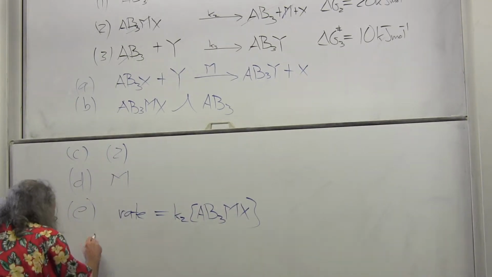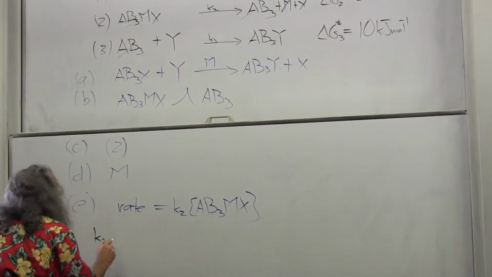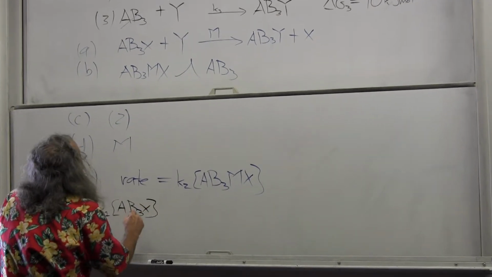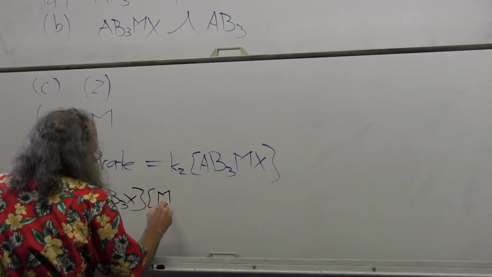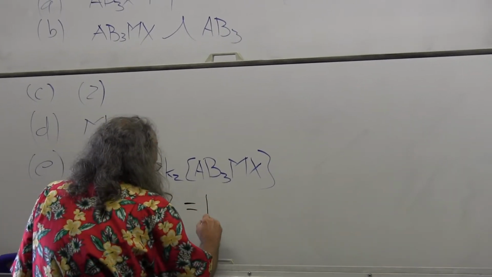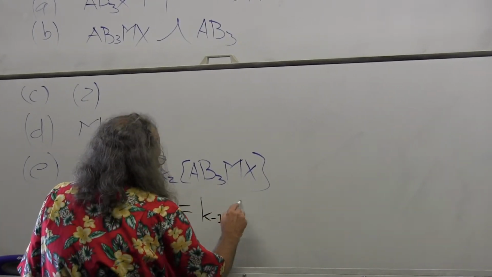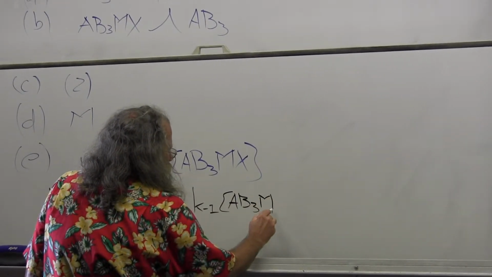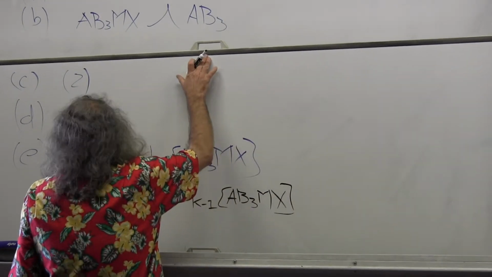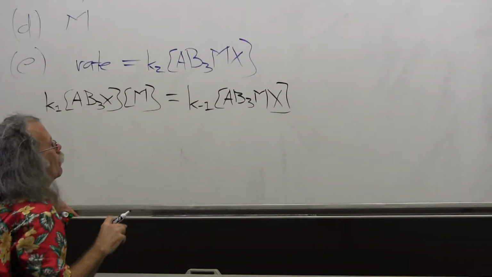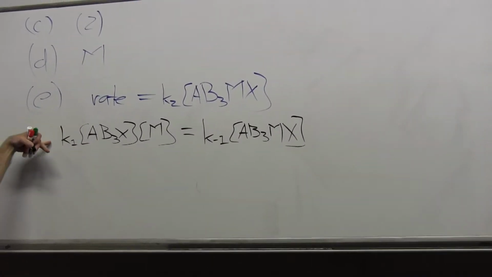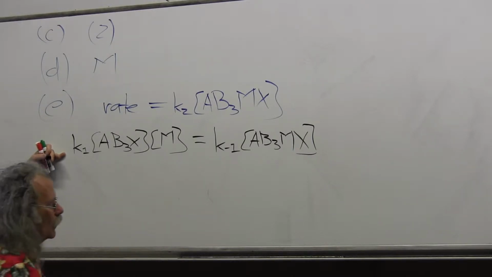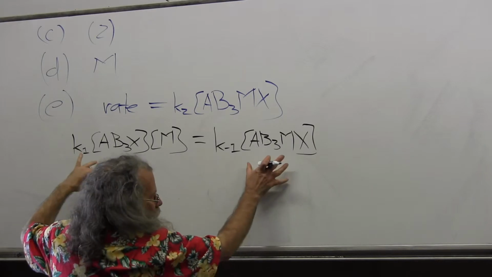And so I can express that mathematically as K1 times AB3X times the concentration of M is equal to K minus 1 times AB3MX. And now I'm going to record up just a little bit. Okay. There's another 5 points. Okay. Now what I want to do is, well, not quite. This is half of another 5 points.